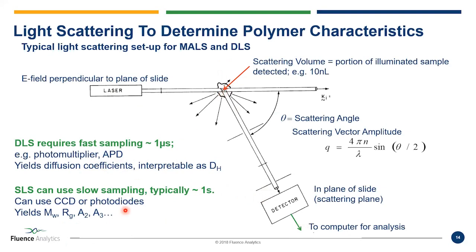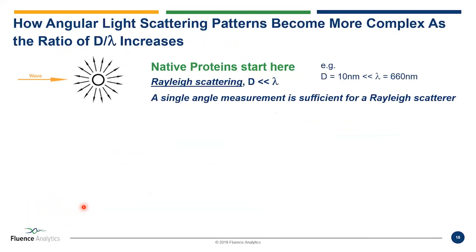Whereas with static light scattering, we're concerned with the total intensity scattered. So it's not important to measure quickly. You can even have something as slow as 1 second. You can use a CCD, which normally is milliseconds to seconds. You can throw in a photodiode, no problem. But you get weight average molecular weight, and with the multi-angle you get the radius of gyration, and you can get virial coefficients.